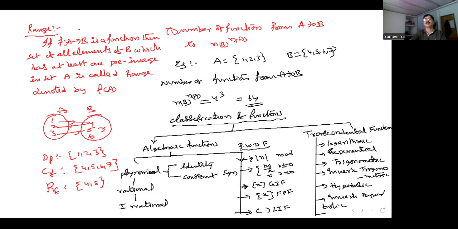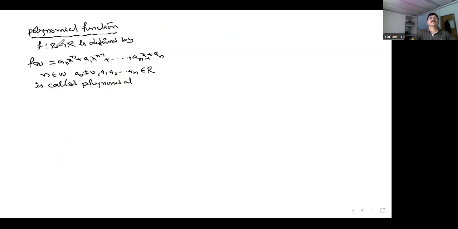Now I would like to define polynomial. Polynomial function f: R to R is defined like this: a naught x to the power of n plus a1 x to the power of n minus 1, and so on, plus a n minus 1 x plus a n. Remember, a naught is not equal to 0. I'm writing here because it is an nth degree polynomial, and a1, a2, a3 all are real numbers. So this is what I call a polynomial.